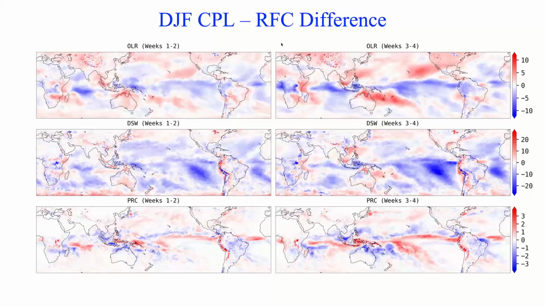So now if we look at the other quantities, look at the outgoing longwave radiation here at the top, and then in the middle is the downwelling surface shortwave radiation. That means we are not talking about reflection, since the albedo we didn't change; it's only the radiation coming back from the atmosphere. And then we have also shown the precipitation at the bottom.